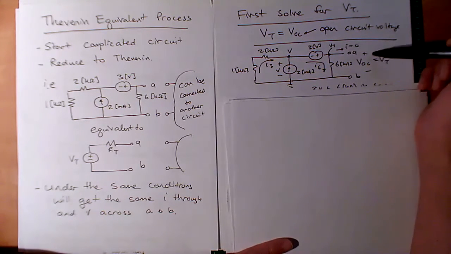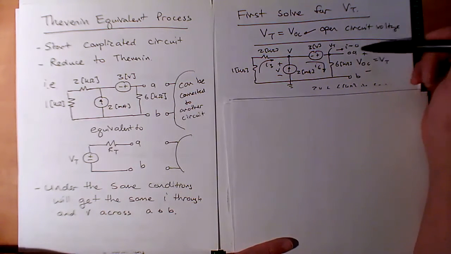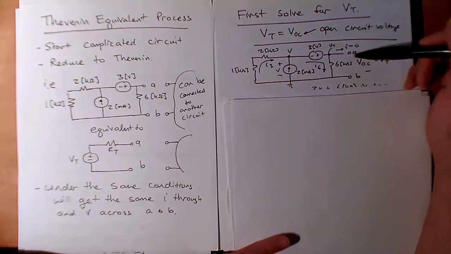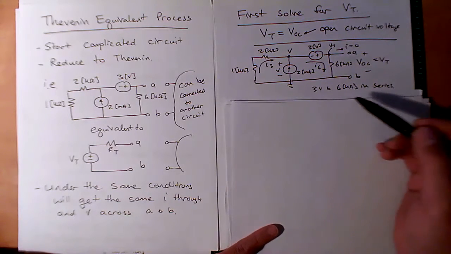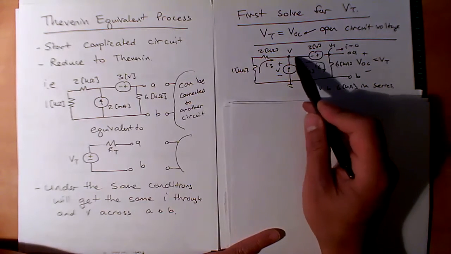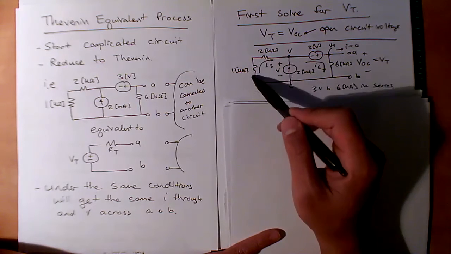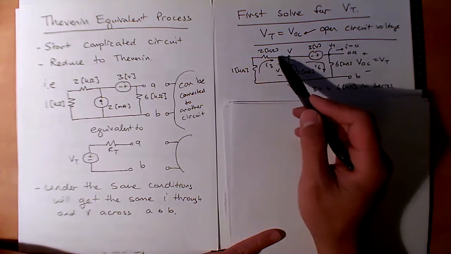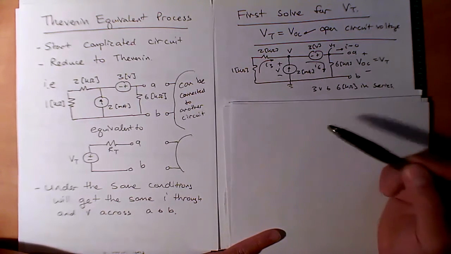So the question is, well, in this open circuit condition, what is this voltage, right? What is this voltage across here, okay? Some things we notice aside from just the fact that these two are in series is that these two are also in series, and so we can combine those. This will be 3 kilo ohms here, right?